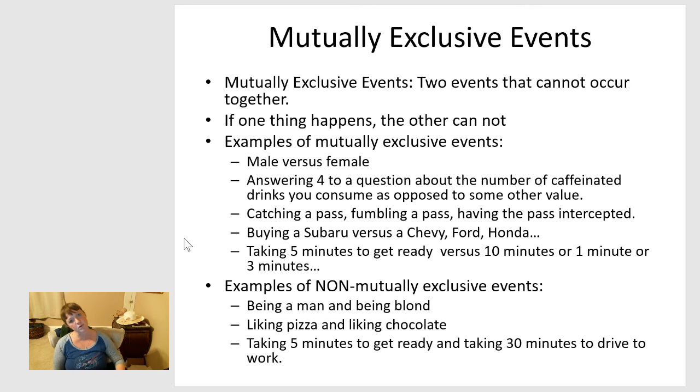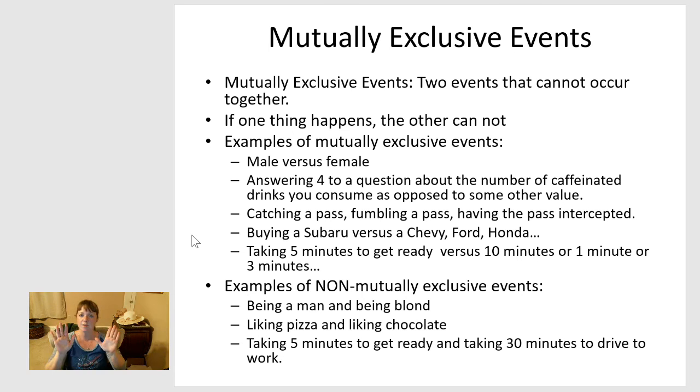Taking 5 minutes to get ready for work and then taking 30 minutes to drive to work, 2 different variables, not mutually exclusive, right? So for the most part, the events on a single variable, what is your gender? What is your biological sex? The events on that single variable are often mutually exclusive. How many cups of coffee did you drink today? The various possible answers are mutually exclusive. And generally speaking, although this is not 100%, the events on different variables are not mutually exclusive.